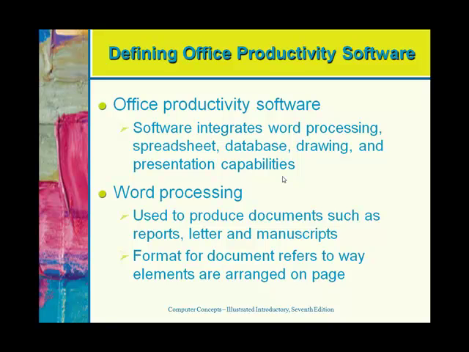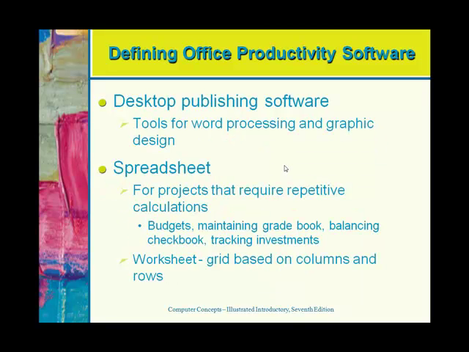Moving on to application software, office productivity software is the most common software you're going to see on a computer. This is software that integrates word processing, spreadsheet, database, and presentation into kind of one package. Word processing by itself is typically Microsoft Word. It's used to produce documents such as reports and letters, and you can format it in any way you need to. Desktop publishing is very similar to word processing, but it is more graphical in nature. This is typically used to do newsletters, brochures, flyers, things of that nature.